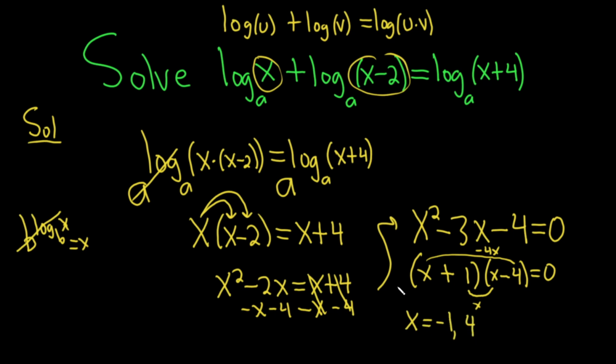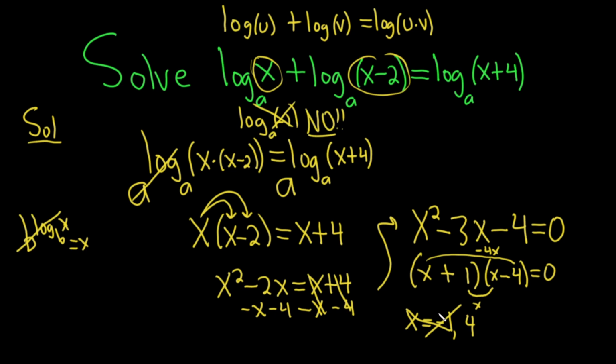Whenever you have an equation with more than one log, it's really, really important to check your answers. In this case, negative 1 cannot be an answer because right away we see if we were to plug it back in, we would get the log base a of negative 1. And that's a big no because you cannot take the log of a negative number. The domain of the logarithm consists of positive numbers only.